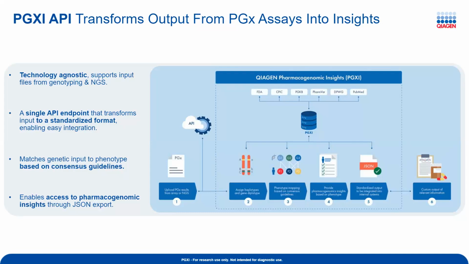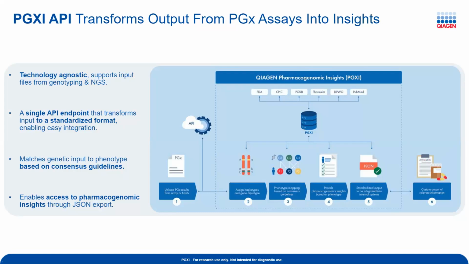And in step number 4, PGXI API translates the phenotype mapped in step number 3, and with the understanding of the phenotypic variations, the sample data is matched to curated summaries of relevant literature, which is all distilled from the most credible sources available that Anne just showed you earlier. This content, again, includes consensus guidelines from the FDA and other drug labels, as well as summaries of curated research. All the insight generated by PGXI will be made available through a JSON file that can be integrated into your own internal workflows.